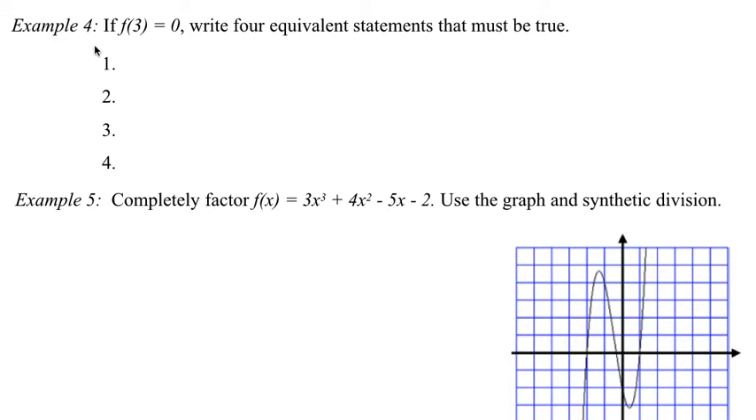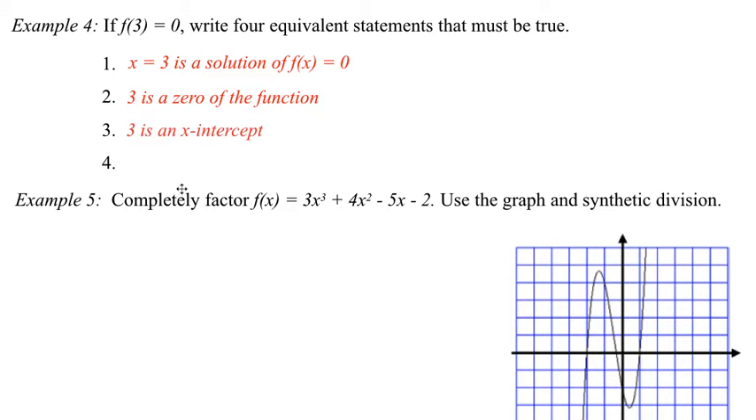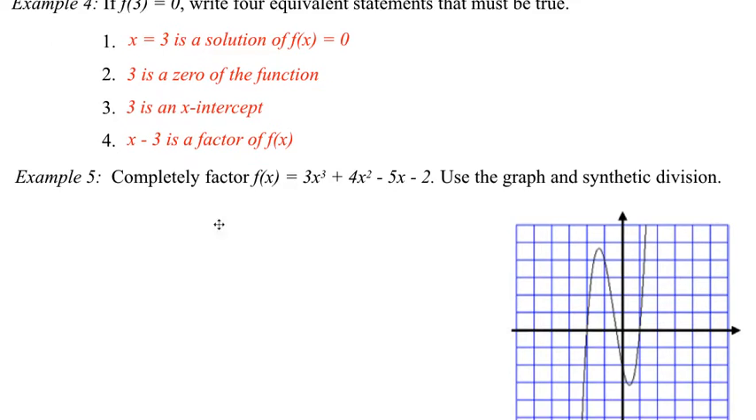Here's an example. It says if f of 3 is equal to 0, write 4 equivalent statements that must be true. Well, based on our last slide, x equals 3 is a solution of the function. We could also say that 3 is a zero of the function. We could say that 3 is an x-intercept. And we could also say x minus 3 is a factor of the function. So those are all equivalent statements if we know that we get a zero remainder when we plug in the value 3.